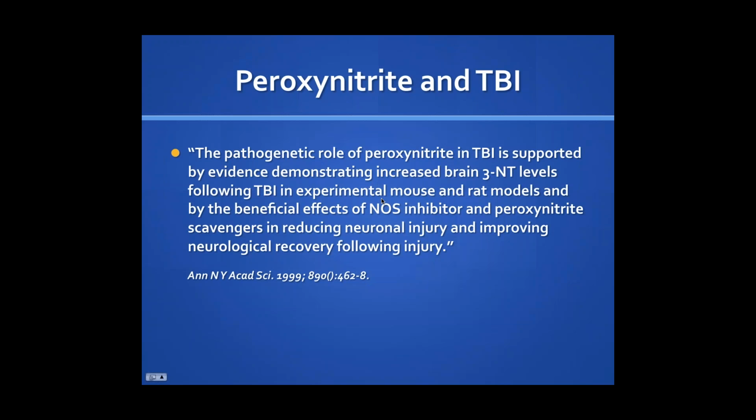The pathogenic role of peroxynitrite in traumatic brain injury is supported by evidence demonstrating increased brain 3-NT levels, that's nitrotyrosine, a marker of peroxynitrite, following traumatic brain injury in experimental mouse and rat models, and by the beneficial effects of nitric oxide synthase inhibitors and peroxynitrite scavengers in reducing neuronal injury and improving neurological recovery following injury. I thought that was an interesting little tidbit there.